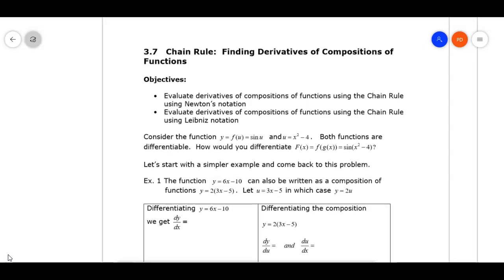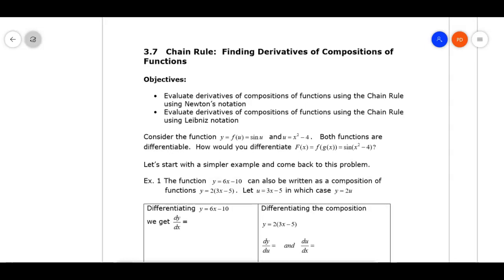So we're going to take a look at evaluating derivatives of compositions of functions using the chain rule and the notations. We're also going to evaluate derivatives using the chain rule using Leibniz notation. So Newton's and Leibniz notation. Newton's notation, the dy over du, dy over dx, he writes it as an actual slope, change in y over change in x. Leibniz uses the single quote at the end to indicate a derivative, f prime of x, we would say.